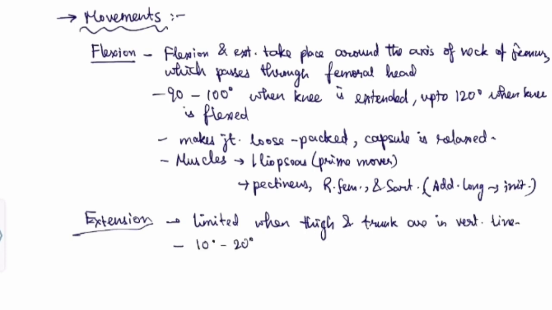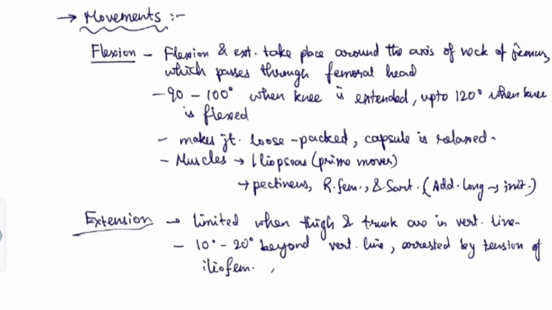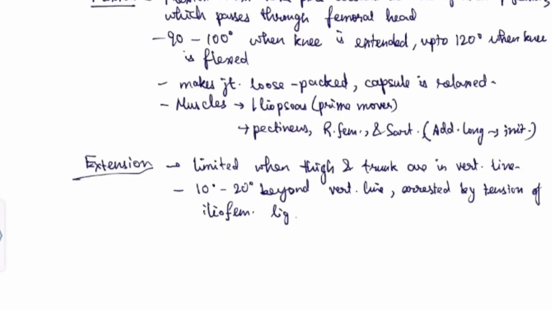Extension goes 10 to 20 degrees beyond the vertical line, usually arrested by tension of the iliofemoral ligament. See, the iliofemoral ligament is so important. It is the only ligament which prevents you from falling backwards. Can you tell me a ligament which prevents you from falling forwards?